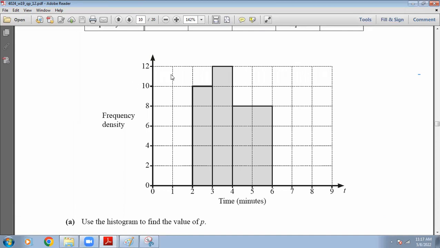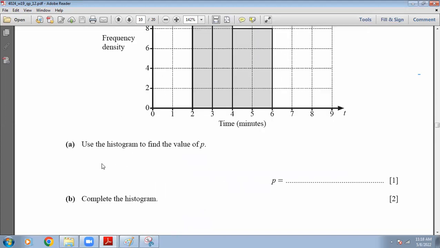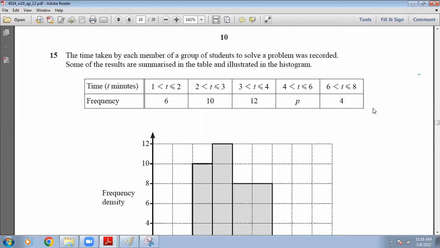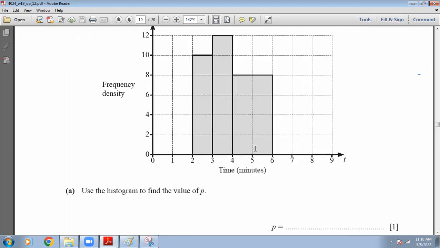So here the information is presented on this histogram, and on the x-axis you have the time, and on the y-axis you have the frequency density. You should remember that frequency density is the frequency of that class divided by the class width. His question is, use the histogram to find the value of P. The value of P is the frequency of the 4 to 6 class.